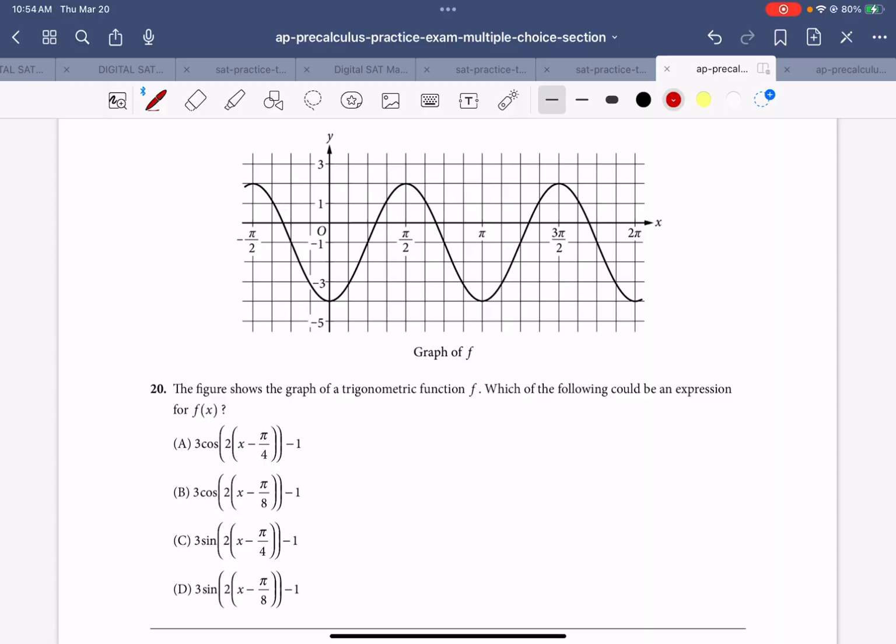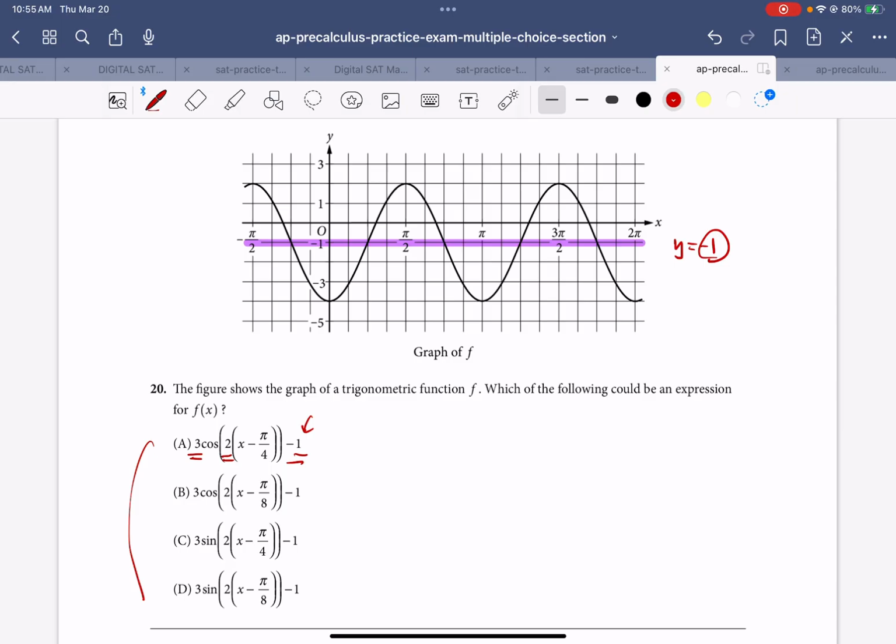The graph shows the graph of the trigonometric function f, and which of the following could be the expression for f of x? All right. So if you look at the answer choices, you don't need to worry about amplitude or period. So your a value and b value are all the same, right? A value 3 and b value all 2. So the only difference is you can choose either sine or cosine, and then what is the right expression. Even d, the center line is located basically right here. That's y equals -1. So that's the d value right here. So they are all the same too.